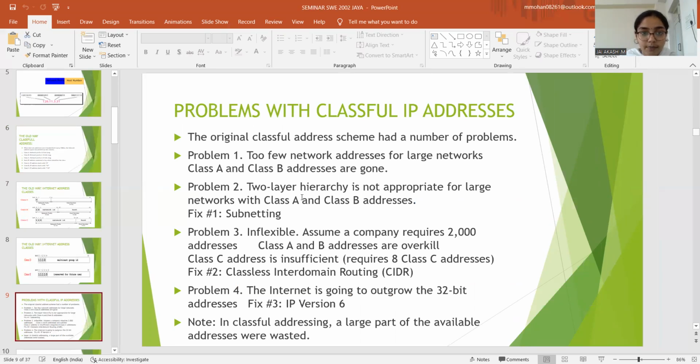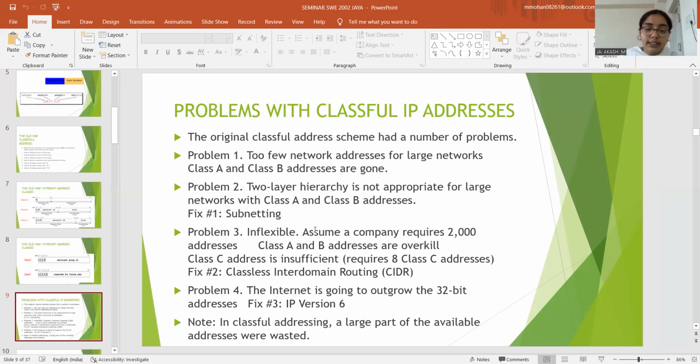Problems with the classful IP addresses: the classful addressing scheme had a number of problems. Problem 1. Too few network addresses for large networks. Class A and Class B addresses were gone. Problem 2. Two-layer hierarchy is not appropriate for large networks with Class A and Class B addresses. Problem 3. Inflexible. If a customer company requires 2000 addresses, Class A and B addresses are overkill and Class C addresses are insufficient.